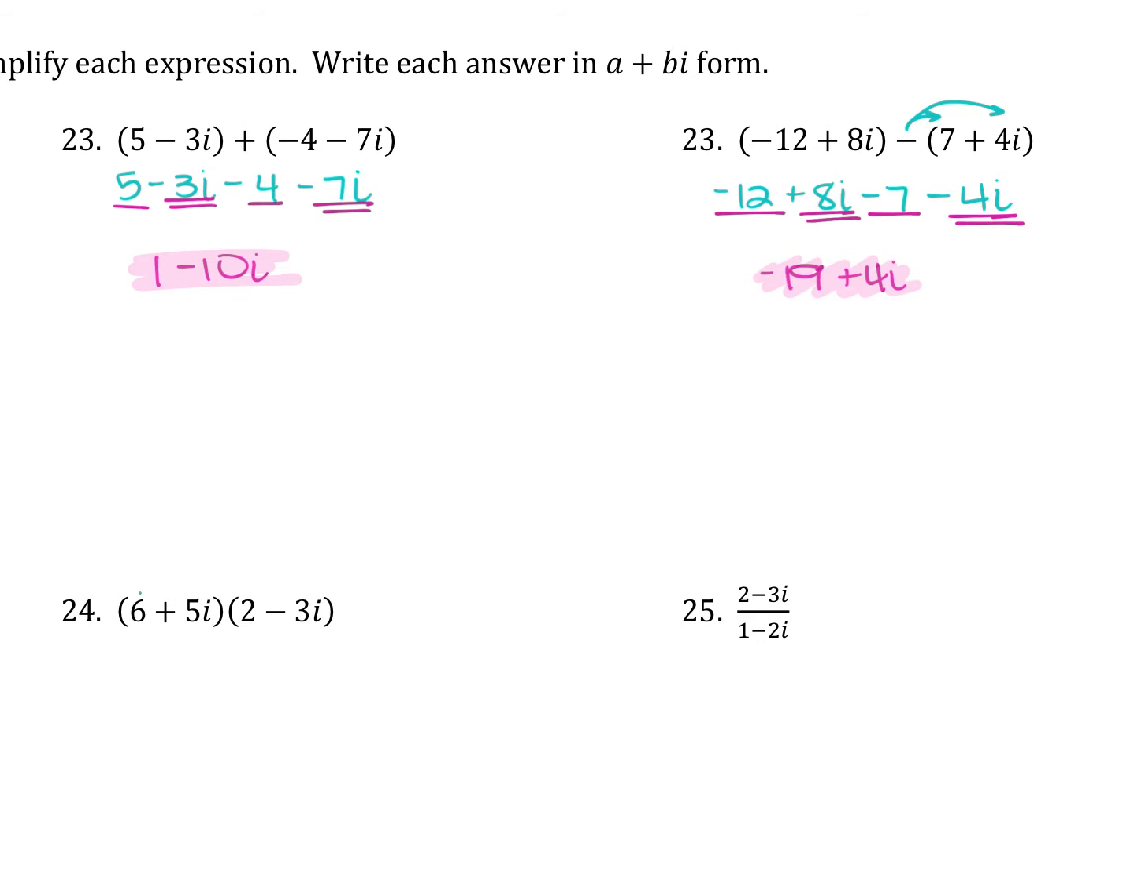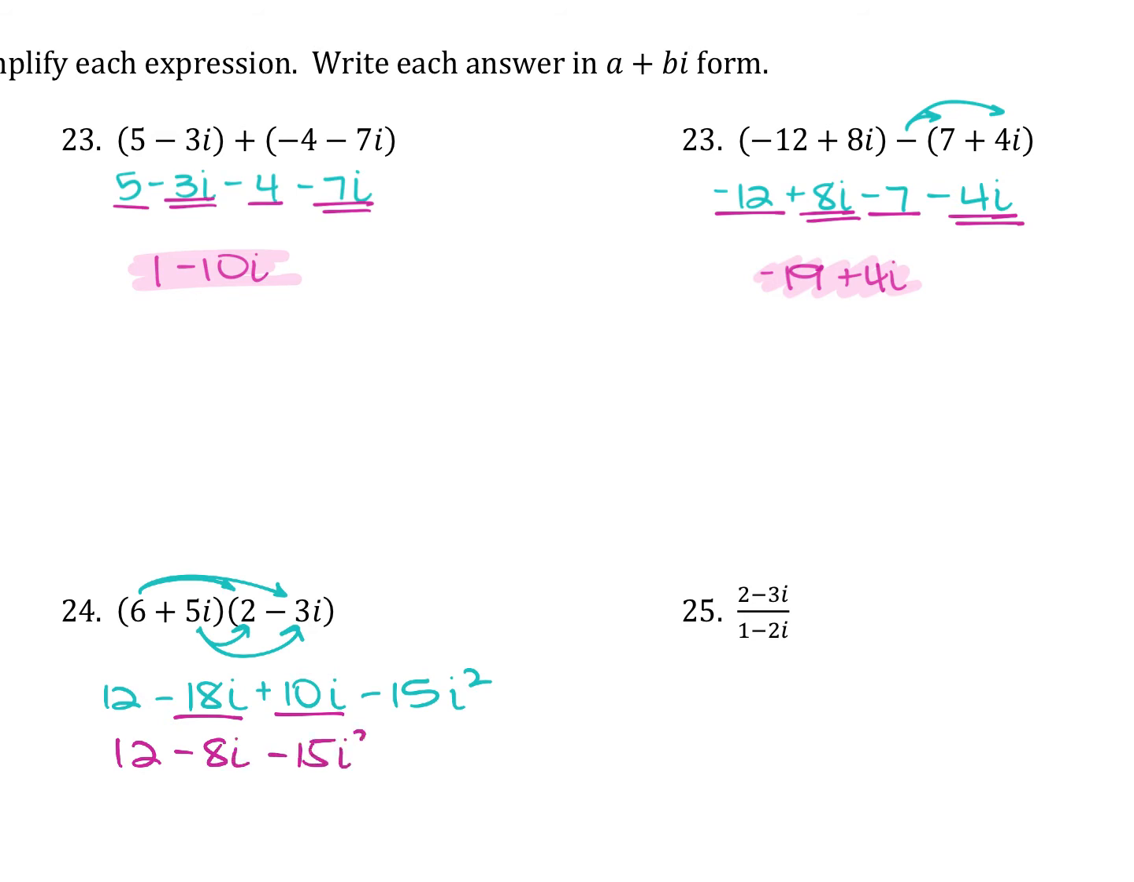So if we do 6 times 2, it gives us 12. The 6 times negative 3i is negative 18i. The 5i times 2 is positive 10i. And then 5i times negative 3i is negative 15i squared. So if we look here, we have two terms that are like terms that we can combine. That gives us 12 minus 8i minus 15i squared.